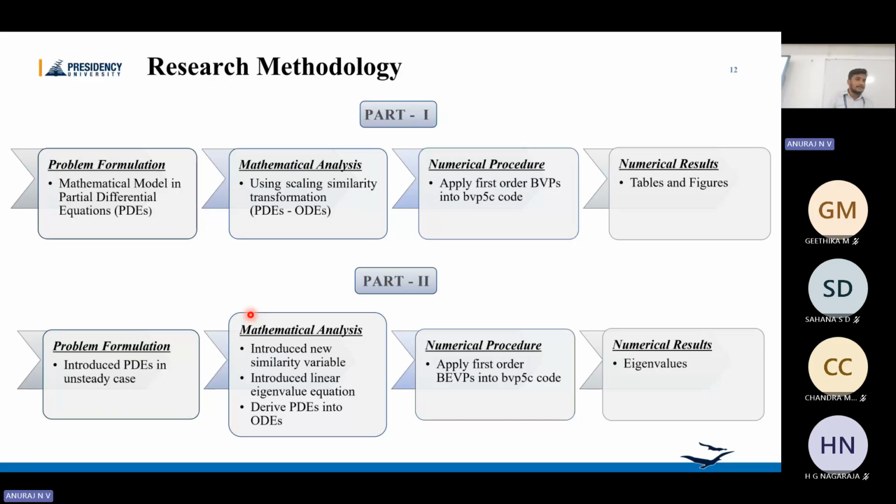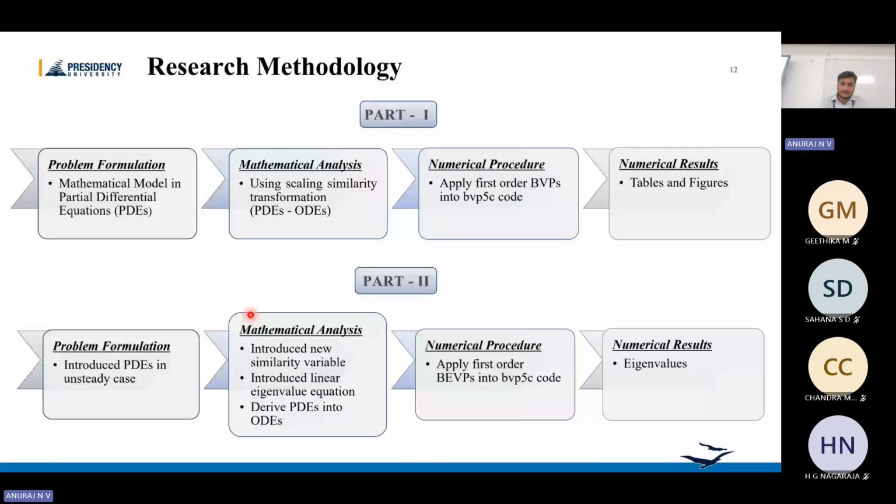That's why I divided the methodology into two parts: one is for the boundary value problems, and one is for the boundary eigenvalue problems. Because of the dual solutions, I also studied the stability analysis to tell which is the physically stable solution. For the first part, when we convert the PDEs to ODEs using the scalar similarity transformation, it becomes a boundary value problem. Using the bvp5c code, I am going to solve those coupled boundary value problems.